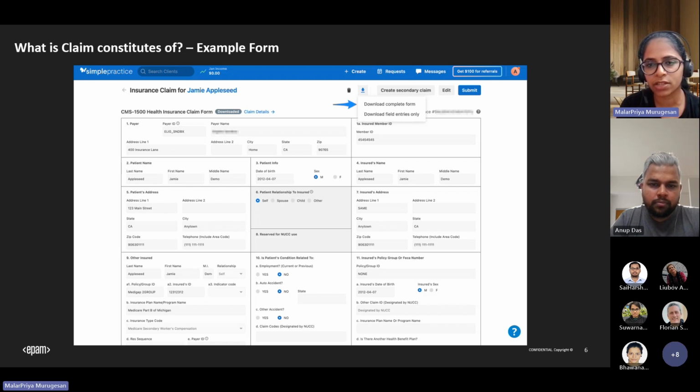So if the provider or any third party is doing it, they will have this coding system built by themselves. They will correctly map that, and the date of service, charges and cost, and insurance information. All these details need to be there, and only then will this claim be sent, right?